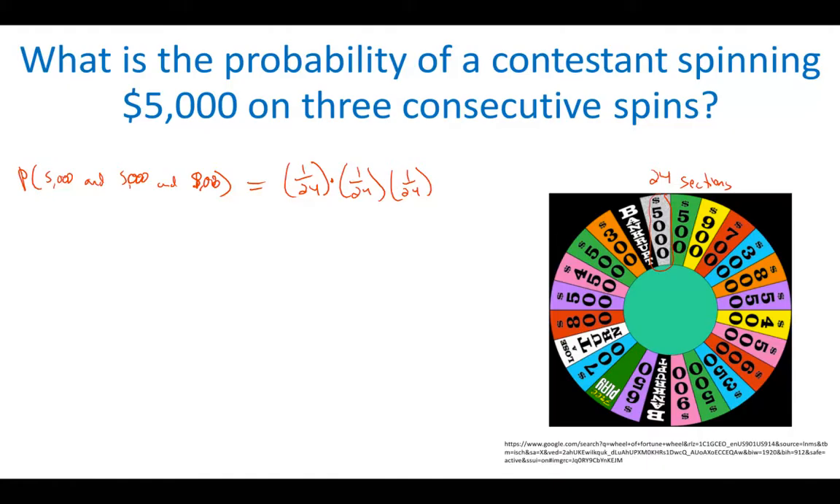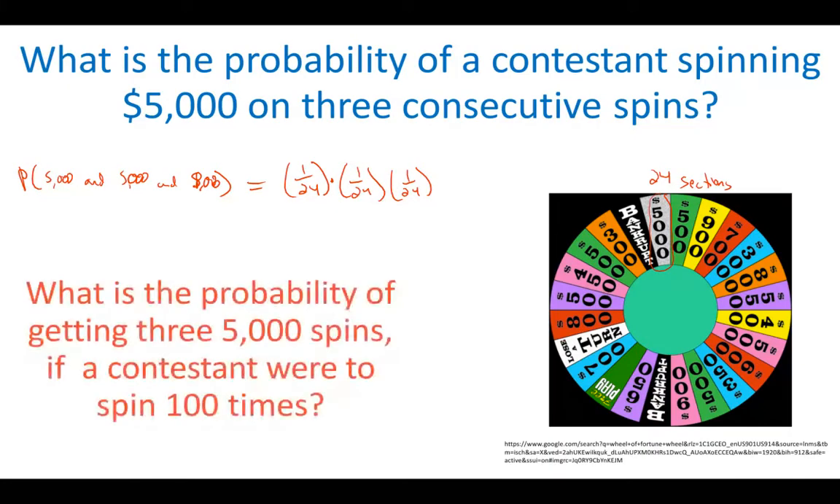Now, if I were to change this up a little bit and ask a question like this, what's the probability of getting 3 $5,000 spins if we were to spin this wheel 100 times? So adding a little bit of a different dynamic to this, we're going to spin it 100 times instead of just the 3 times and see how that would change our odds. So to answer this next question, we actually need a little bit more in-depth formula, a little bit different way of solving this. So that's what we're going to learn today.